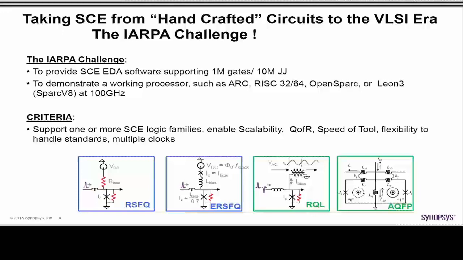Also, we are doing AQFP, which stands for adiabatic quantum flux parametron. The adiabatic quantum is a low frequency, roughly 2 gigahertz, but it is extremely energy efficient. It uses 4 clock cycles. It has its own techniques, but there are no DC currents in it at all. So it is the most energy efficient of all those families.